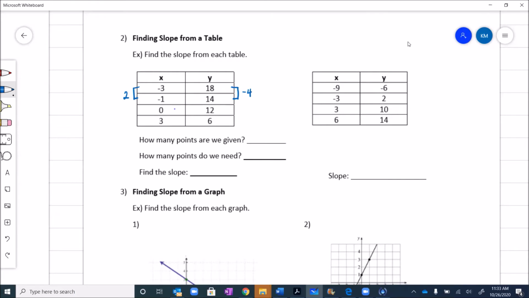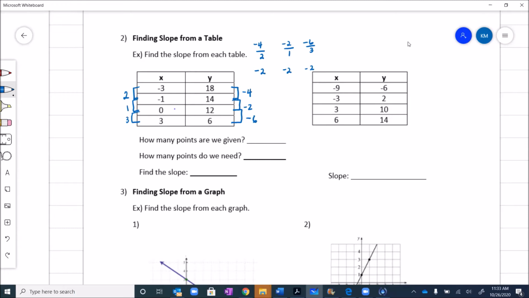Okay, I can do that for multiple points if I wanted to. How does this change? It goes from negative 1 to 1, it went up 2. How does this change? It went down 2. How did this change? It went down 6. How did this change? It went up 3. Okay, so as I compare how my y's change to my x, I get negative 4 over 2, which simplifies to negative 2. I got negative 2 over 1, which simplifies to negative 2. I got negative 6 over 3, which simplifies to negative 2.